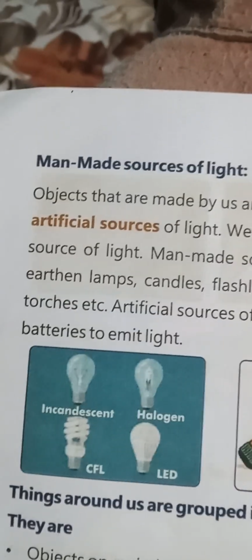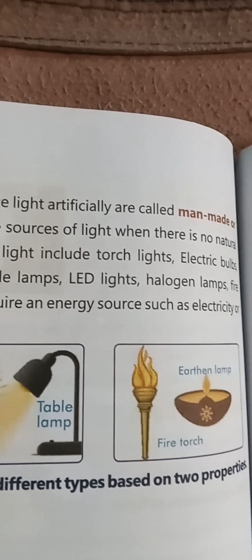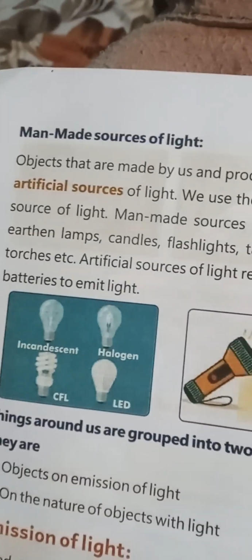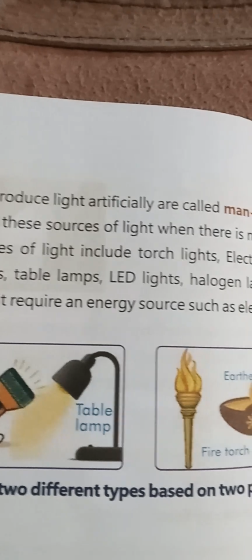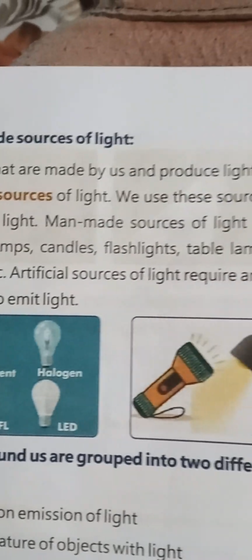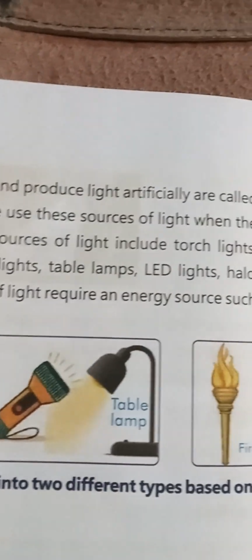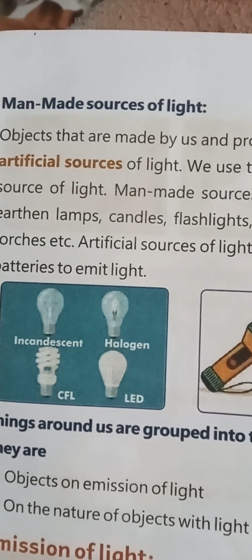Man-made sources of light: objects that are made by us and produce light artificially are called man-made or artificial sources of light. We use these sources of light when there is no natural source of light. Man-made sources of light include torchlights, electric bulbs, earthen lamps, candles, flashlights, table lamps, LED lights, halogen lamps, fire torches, etc. Artificial sources of light require an energy source such as electricity or batteries to emit light.